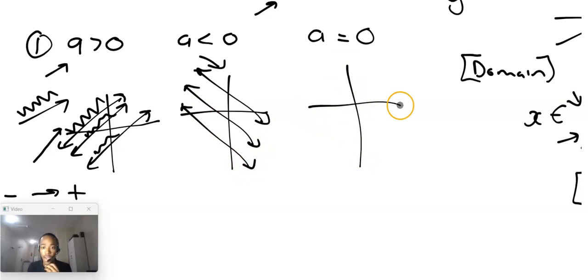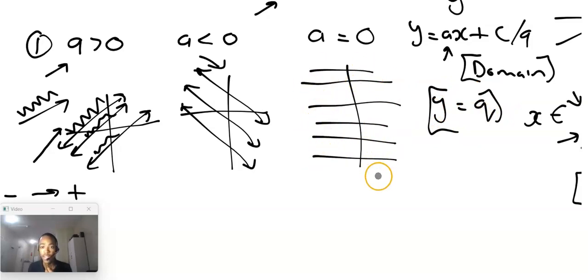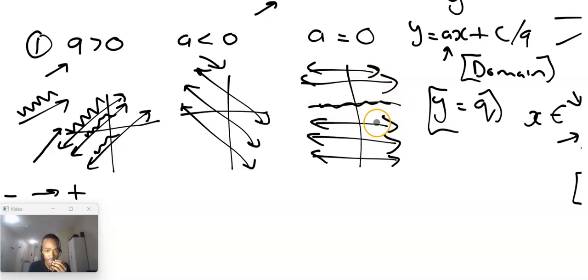Now if a is equal to 0, remember that y is equal to ax plus c, or rather q, doesn't matter. If a is equal to 0, we are left with y is equal to q, so this will basically be a line that looks like that. We get a function parallel to the x-axis, and of course perpendicular to the y-axis. So make sure that you understand the shape.